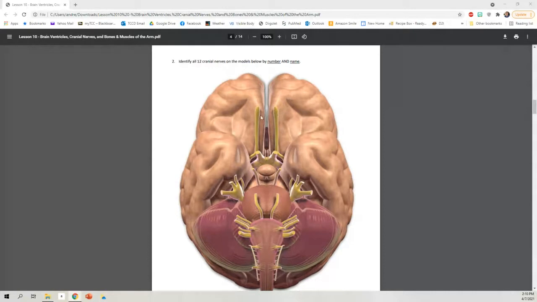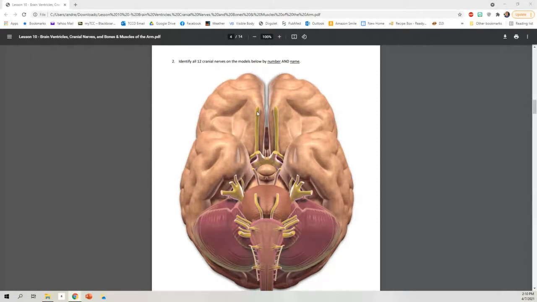Up here at the very front, this is cranial nerve number 1. By the way, the cranial nerves come in pairs. There's always 2 of them. So cranial nerve number 1 on the left and the right side. This cranial nerve is called the olfactory nerve. Do we know yet? The olfactory nerve, what does that nerve help us to do?